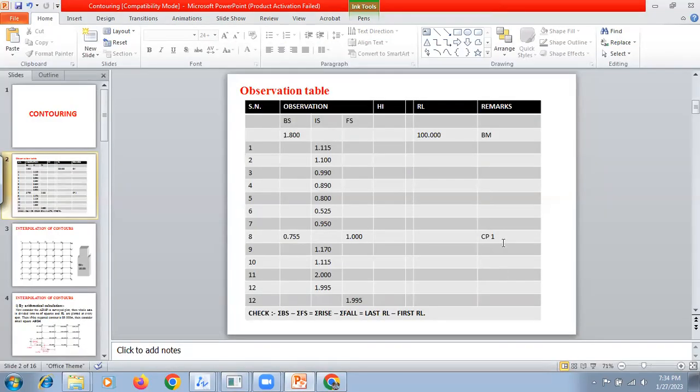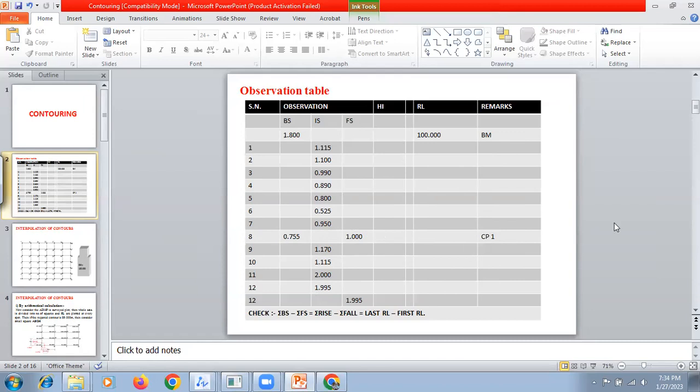So here in the remarks, we can write change point so that we will come to know that at this particular point, we have shifted our instrument. Again, the same process you have to repeat: you receive the new height of instrument, and from that height of instrument, whatever readings are coming, you deduct and you will get the reduced level. So this is the process of getting the reduced level of different points.